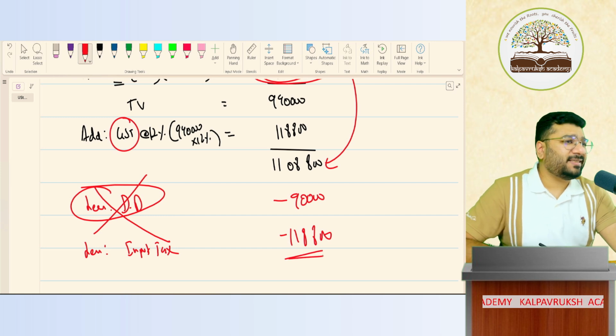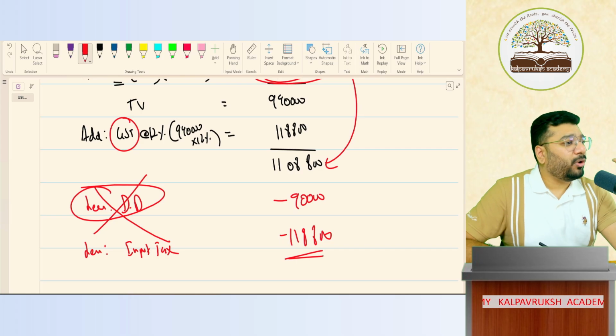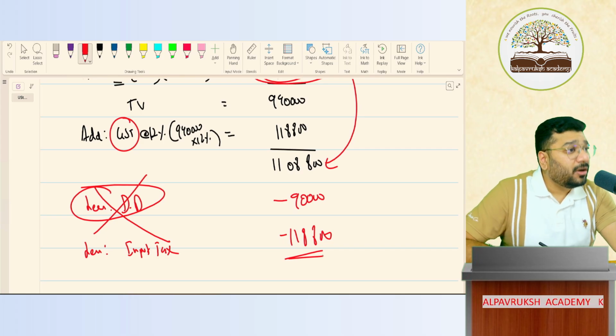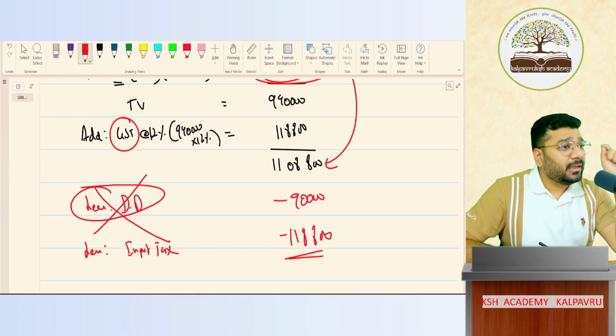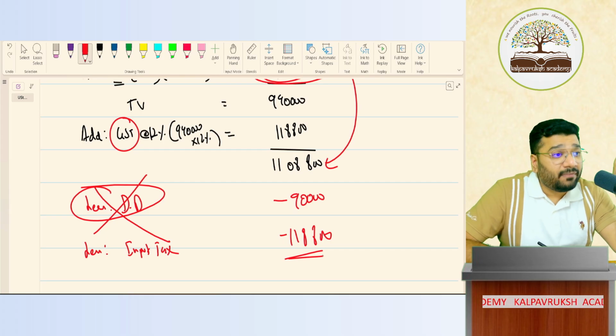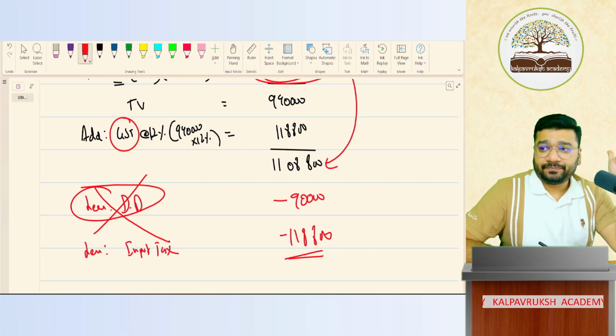Sir, for all purchases that we do, is ITC available on the GST we pay? No, sir. Not necessary. There are certain products on which the government very clearly says that input tax credit is not available. For example, I'm importing one car. It's a Ferrari. From where?